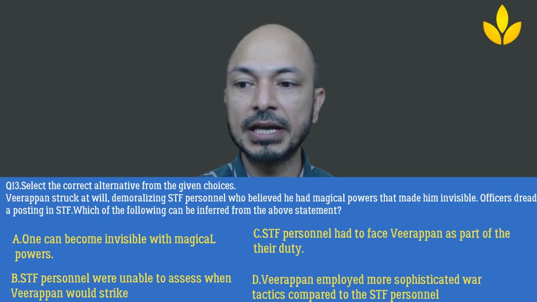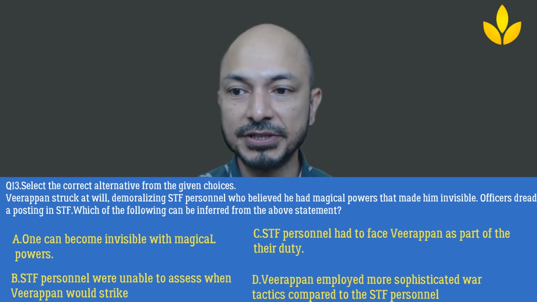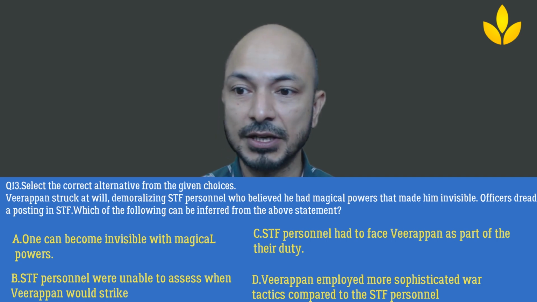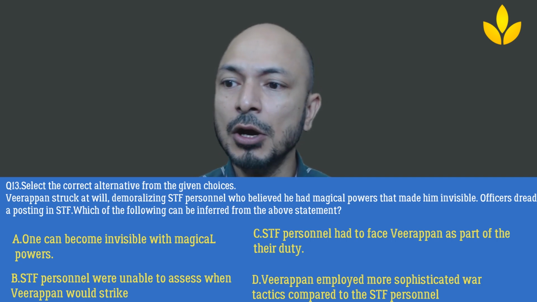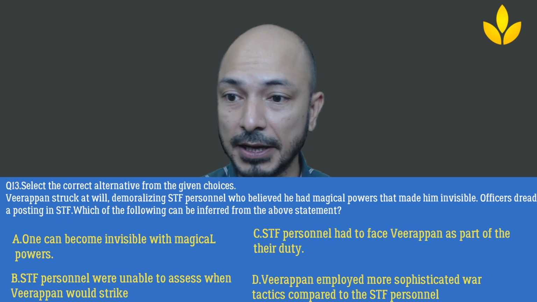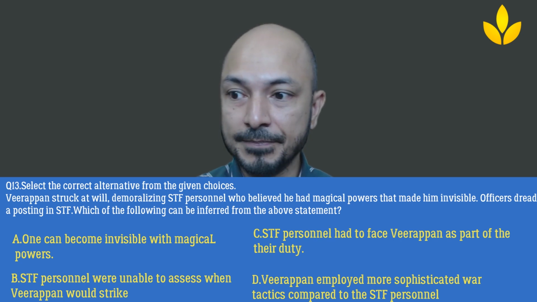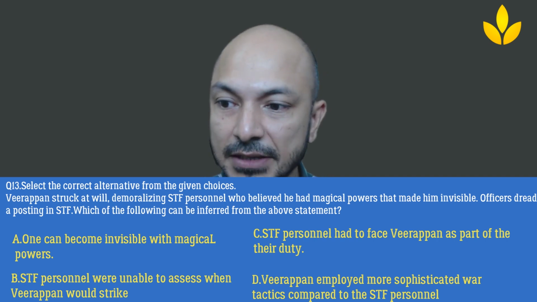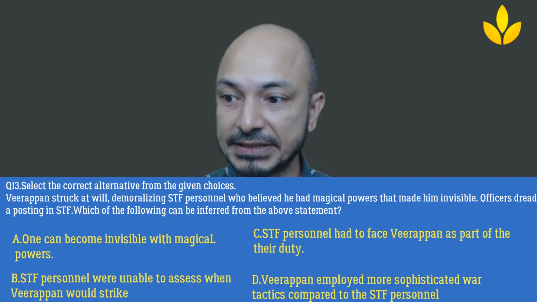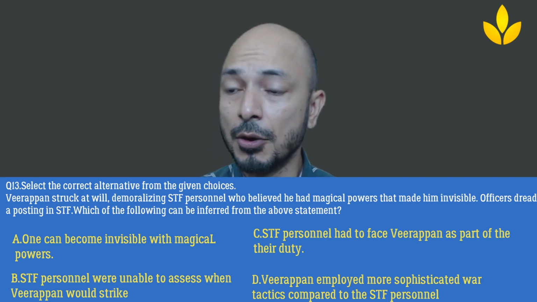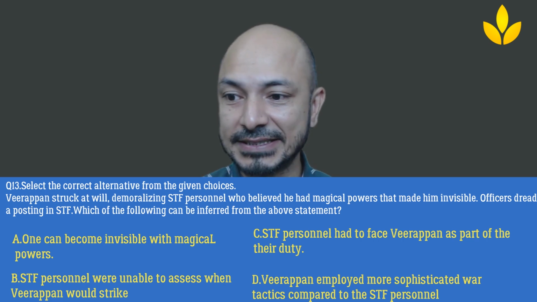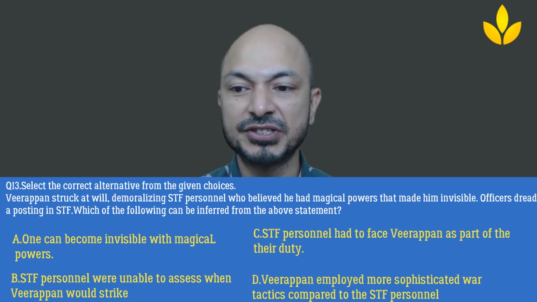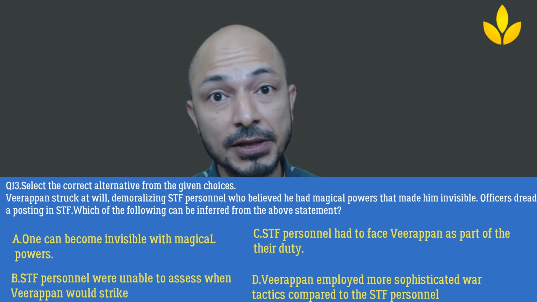Now, A says one can become invisible with magical powers. Not at all. This is not implied in the above statement. It was only the STF personnel who believed he had magical powers, but it is not implied in the statement above. So we can eliminate option A. B says STF personnel were unable to assess when Veerappan would strike. Once again, nothing in the passage suggests that. So we can eliminate option B as well.